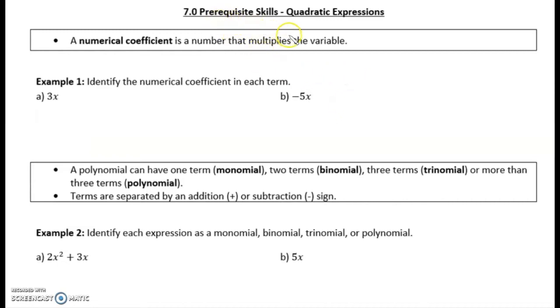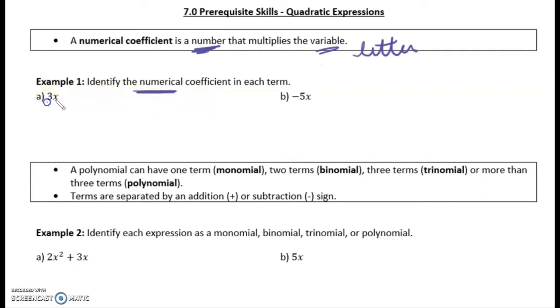7.0 Prerequisite Skills: Quadratic Expressions. So let's just review some of these terms. A numerical coefficient is a number that multiplies the variable. So it is a number, and the variable is the letter portion. So in example 1, we just have to identify the number part, the numerical coefficient of each term.